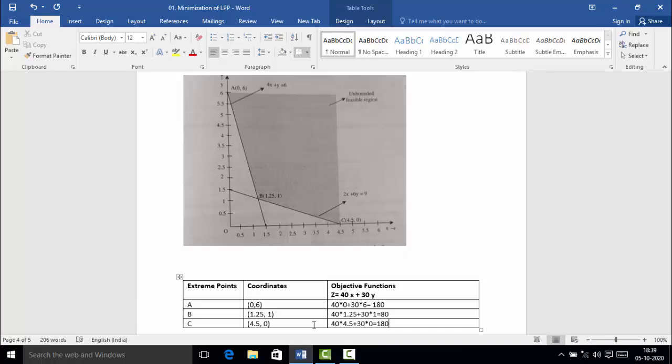If you see, our objective function is for minimization, right? Therefore from the values 180, 80 and 180 we will select the minimum value, which is 80 at point B (1.25, 1). Therefore we can say that the minimum value of the objective function is at B (1.25, 1), and the minimum value of the objective function is 80.